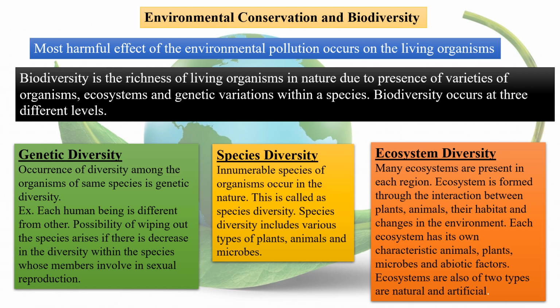तो जेनेटिक डाइवर्सिटी means occurrence of diversity among the organisms of same species. लाइक अगर हम लोग टाइगर की बात करते हैं तो टाइगर अगर बहुत सारे हैं, ठीक है, उसी स्पीशीज के, तो उसके अंदर उसे कहते हैं हम लोग जेनेटिक डाइवर्सिटी. Example, each human being is different from other. Possibility of wiping out the species arises if there is decrease in the diversity within the species whose members involve in sexual reproduction. ठीक है, जैसे कि जहां पर भी जो ऑर्गेनिज्म सेक्सुअल रिप्रोडक्शन करते हैं उनके लिए ये बहुत इम्पोर्टेंट है. Like animals and humans, we reproduce sexually. ठीक है, तो उसके लिए animals मतलब जो दूसरे दो organisms का होना जरूरी है.